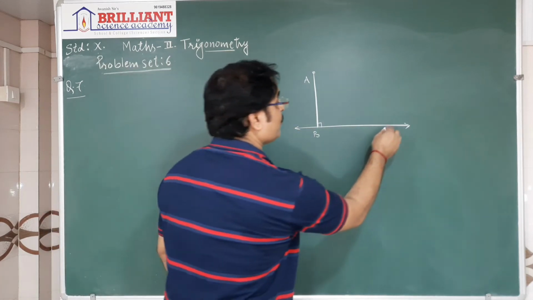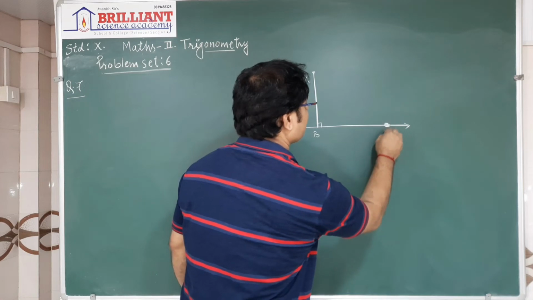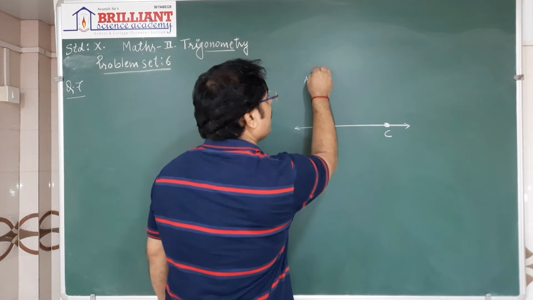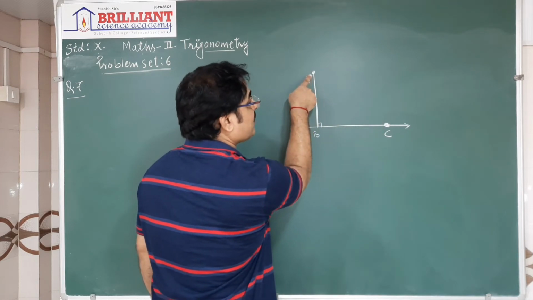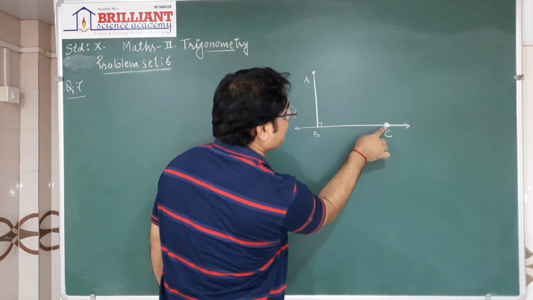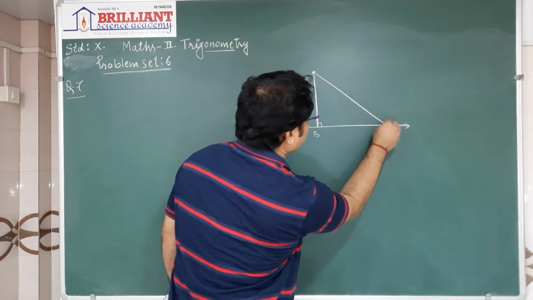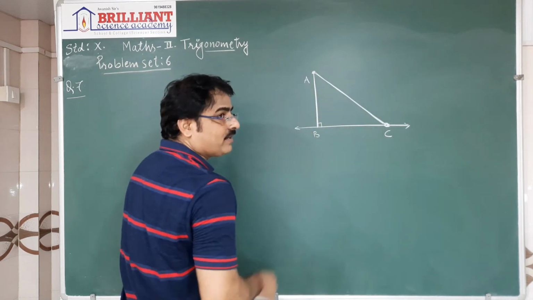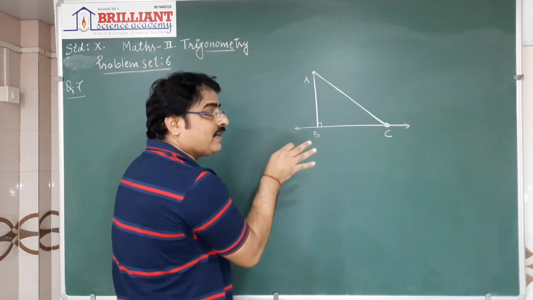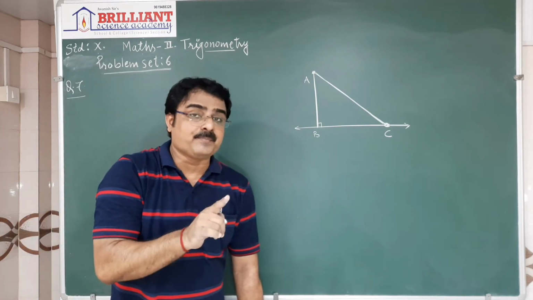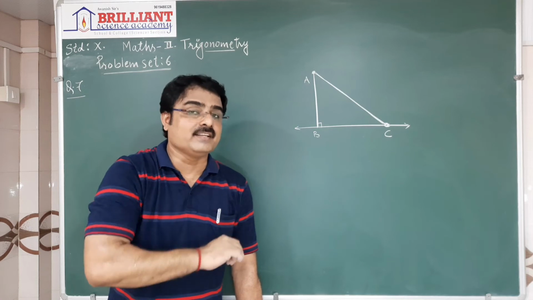So students, we have to consider a point C which represents the position of the ship. So the observer is here and the observer is looking at point C, that is, looking at the ship. So this AC is the line of vision of the observer to the object, making an angle of depression of 30 degrees.